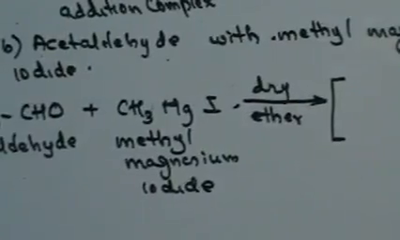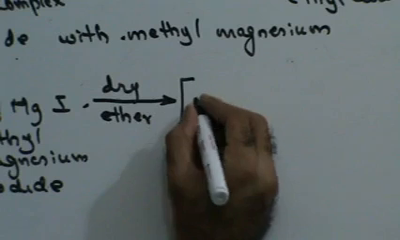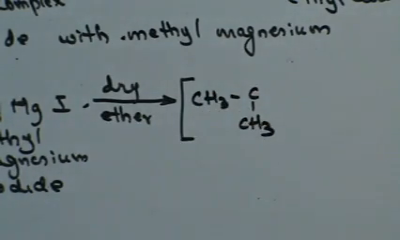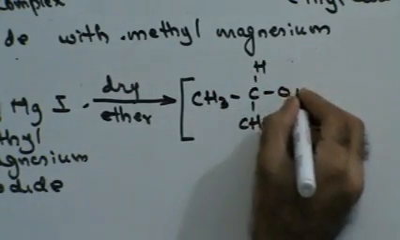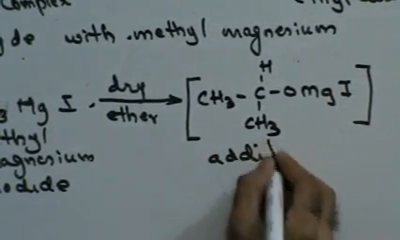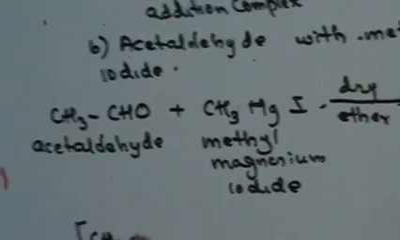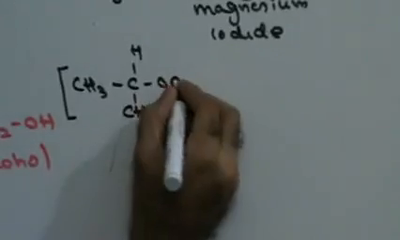Grignard's reagent reactions are always two-step reactions. First step is always the addition complex. Addition complex, organic together, inorganic together. CH3CCH3, organic together. Right? That leaves you with H here and OMgI. That's my addition complex, CH3CH3OMgI.